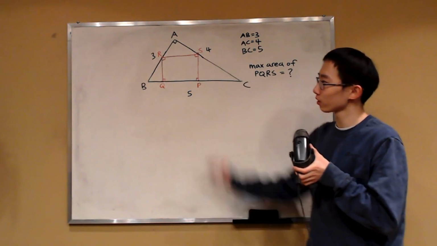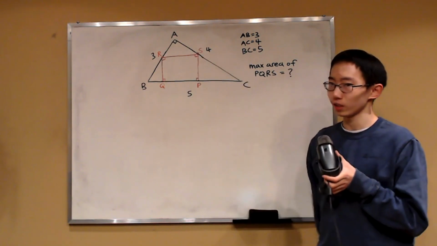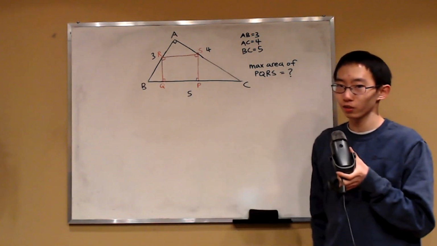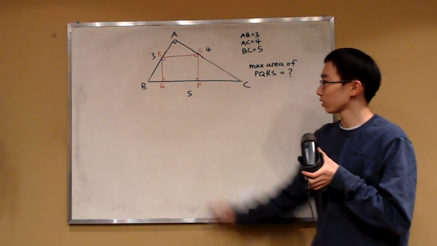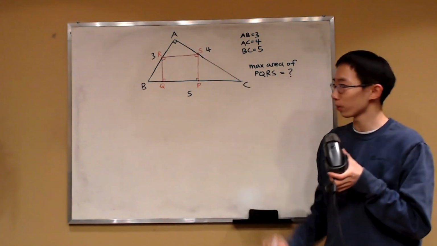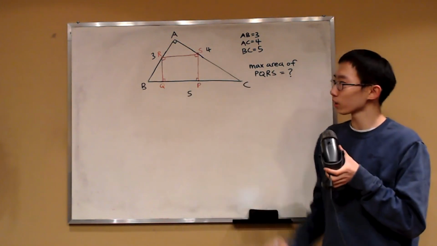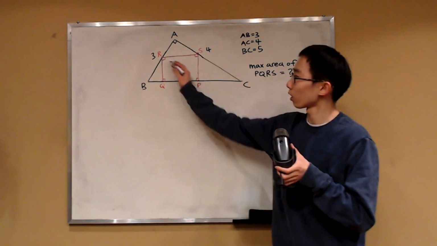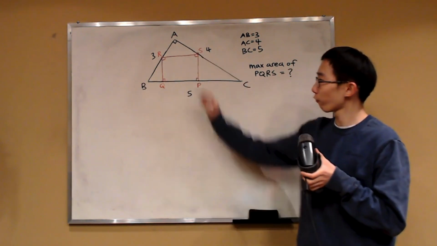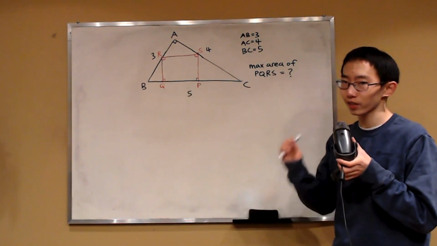This is triangle ABC, and it's a 3, 4, 5 triangle, so that's a right angle at vertex A. Now, suppose that on BC, we choose 2 points, P and Q, and on each of AB and AC, we choose 1 point, that would be R and S, such that the 4 additional points form a rectangle.